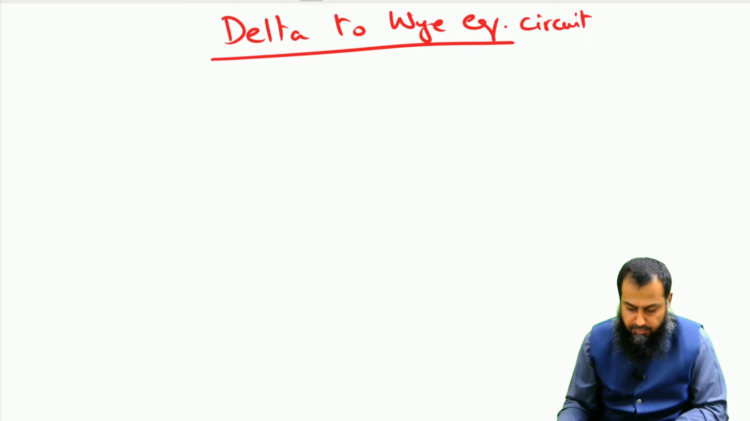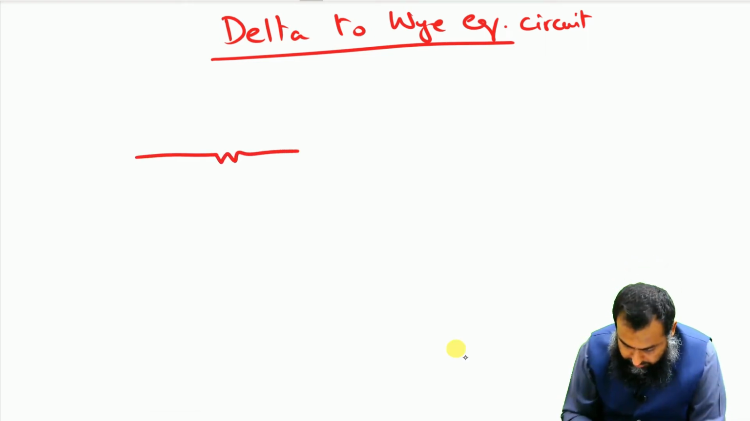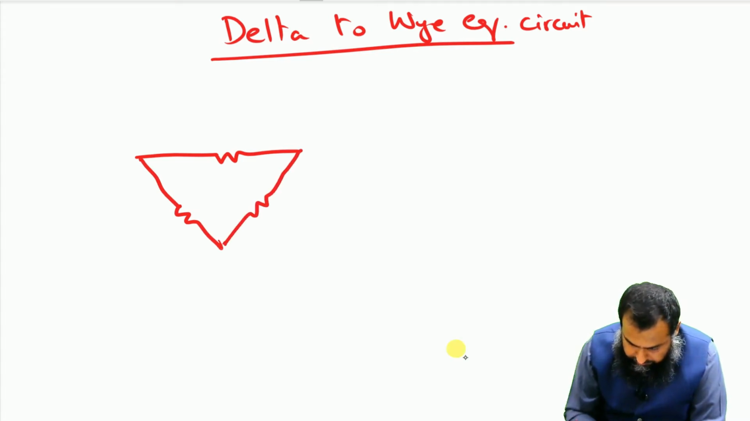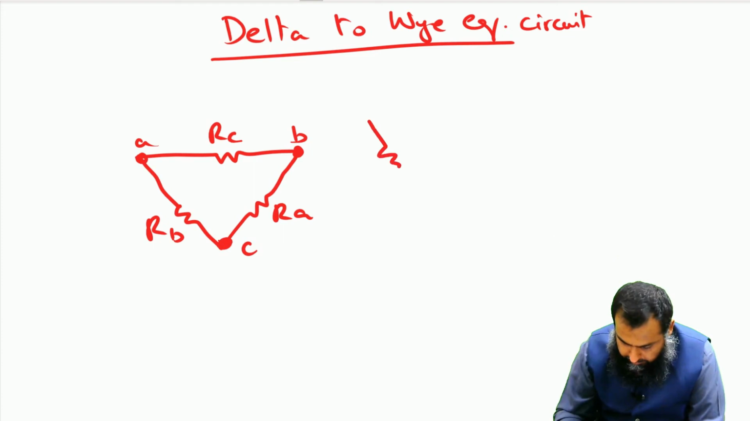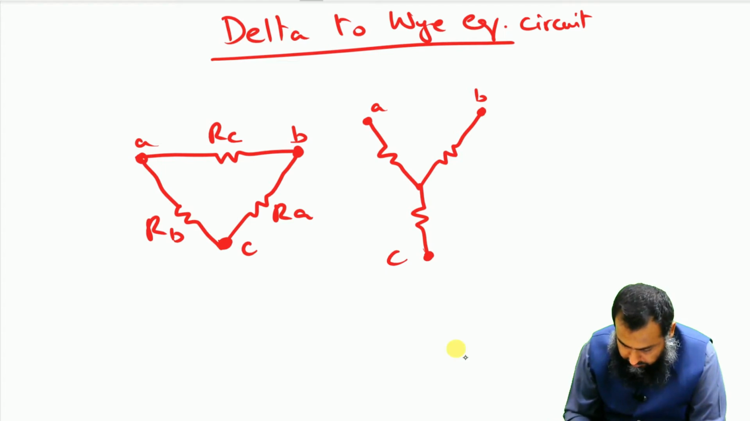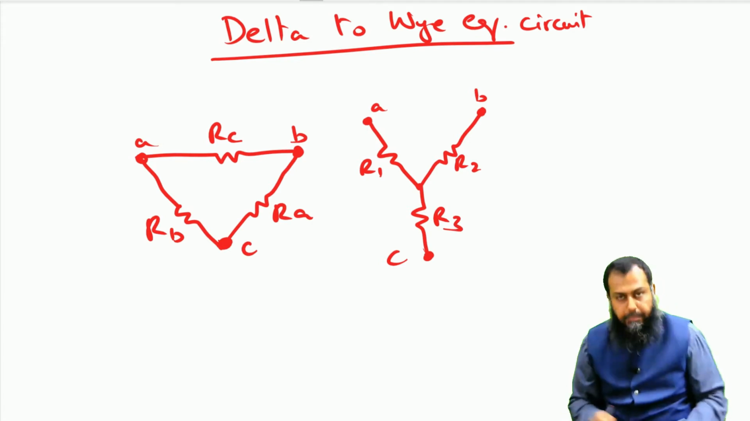Let us say we have a delta network. This is RC, this is RB, this is RA, A, B, C, and then we have here. So let us call this one R1, let me call this R2, and let me call this R3.